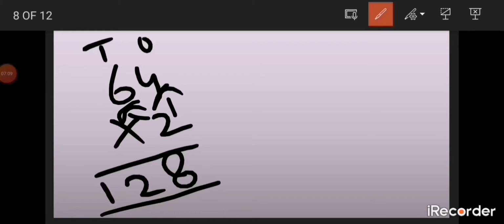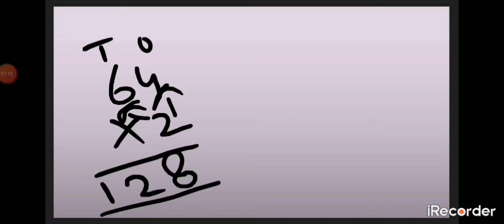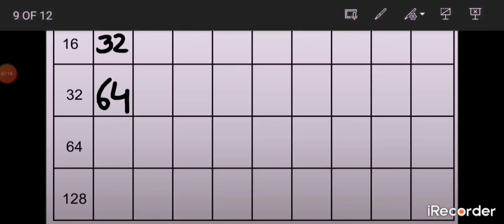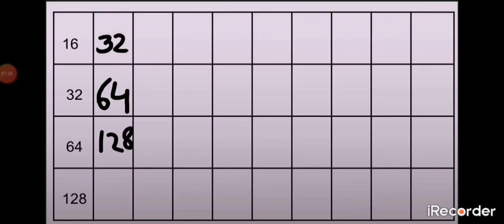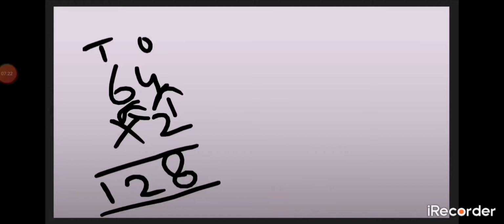Now, multiply the 6 tens with 2. 2 ones are 2, 2 twos are 4, 3 twos are 6, 4 twos are 8, 5 twos are 10, 6 twos are 12. So, double of 64 is 128. And you will write 128 down in the column. Now, what is the double of 128?